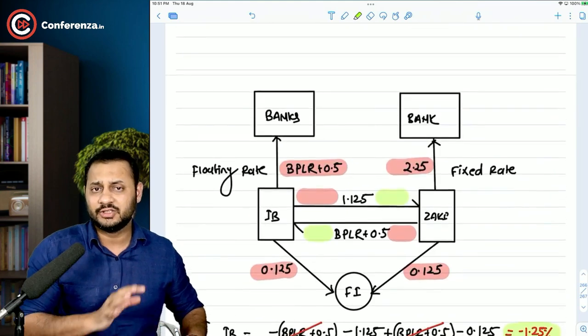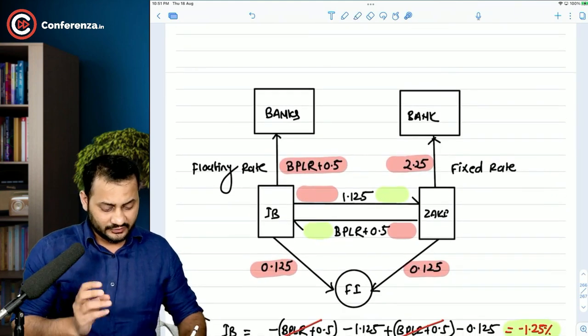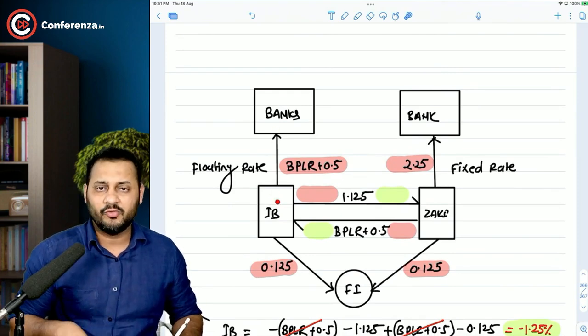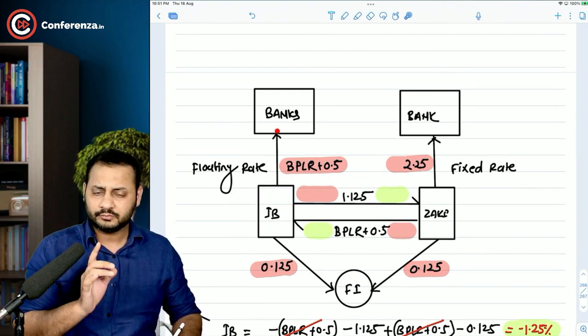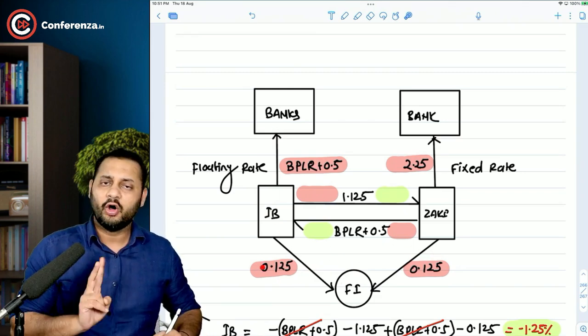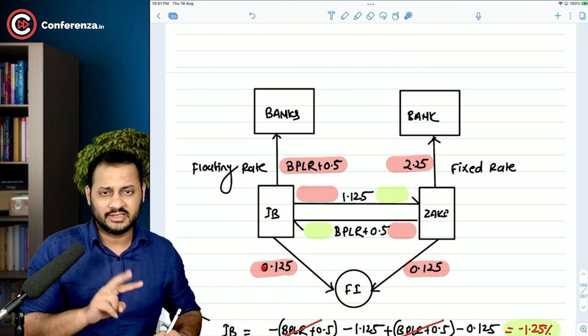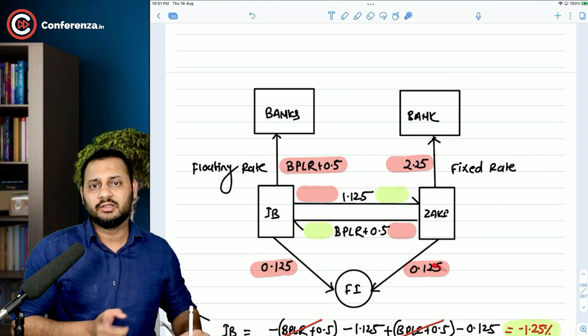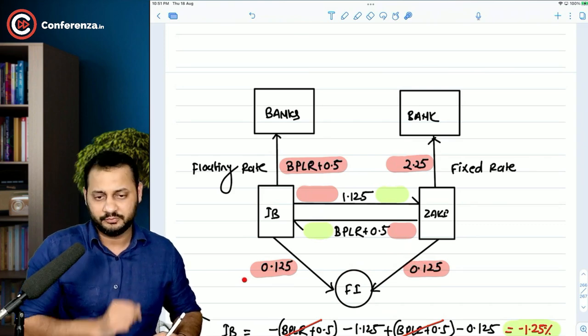And this is very easy to draw. It's very simple. First step, take the opposite loan from the bank. Whatever we want, take the opposite loan from the bank. Second step, pay the financial institution equally or whatever you have decided. Okay, 60-40, then 60-40 also. If you want to share the gain in 60-40, pay the commission in 60-40 as well.